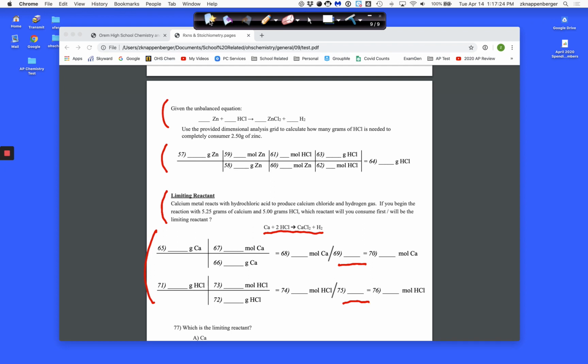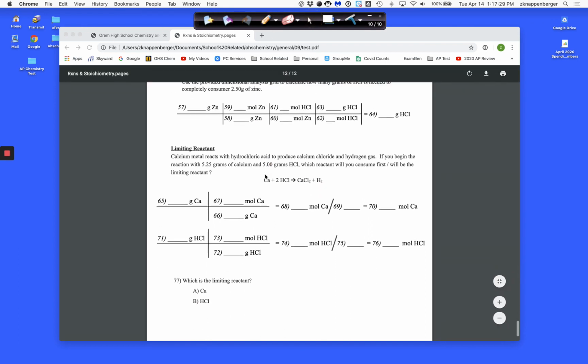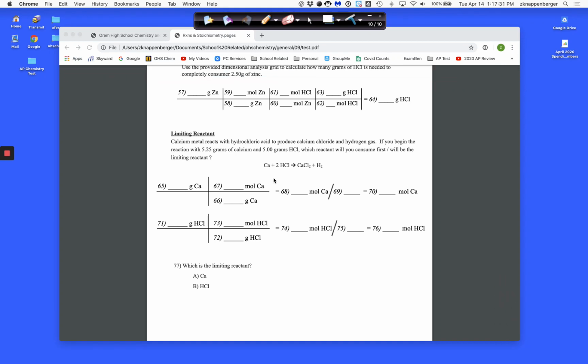And then notice down below there is one follow-up question, number 77, which is multiple choice. Based upon your above calculation, which one of these is the limiting reactant? Is it calcium or is it HCl, which is hydrochloric acid? So when you have filled in number 77, you are then done with the test.